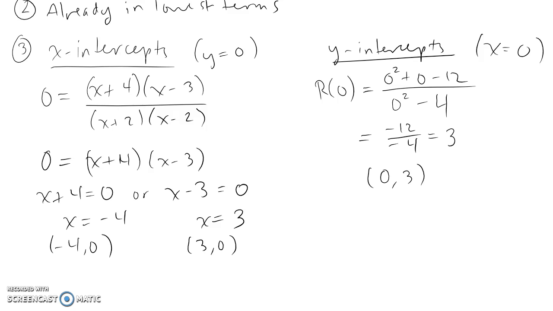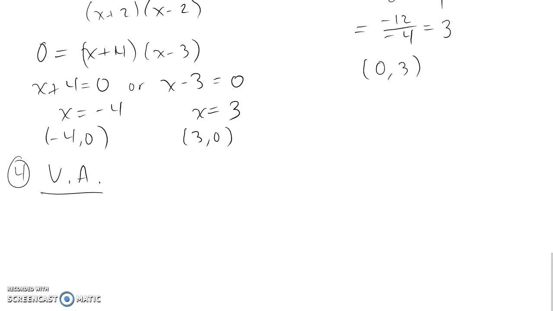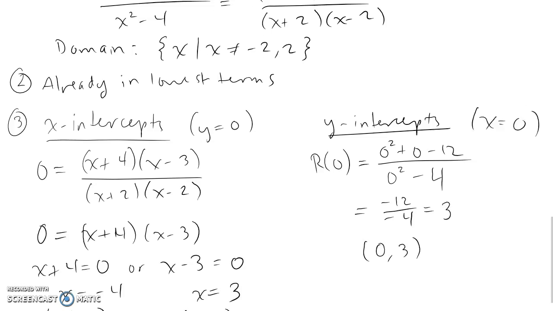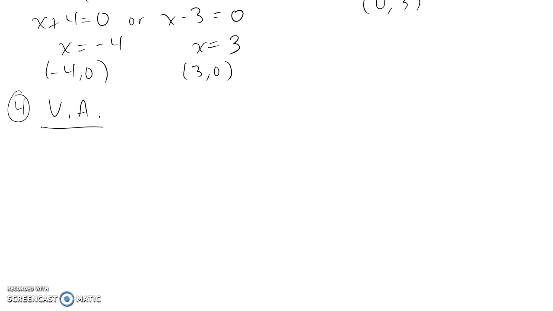Okay, now we're going to start talking about asymptotes. The very first ones we'll find are the vertical asymptotes. Now the vertical asymptotes are going to happen where the function is not defined. So the function is not defined at x equals 2 or negative 2, so our vertical asymptotes again are the lines x equals negative 2 and x equals 2.